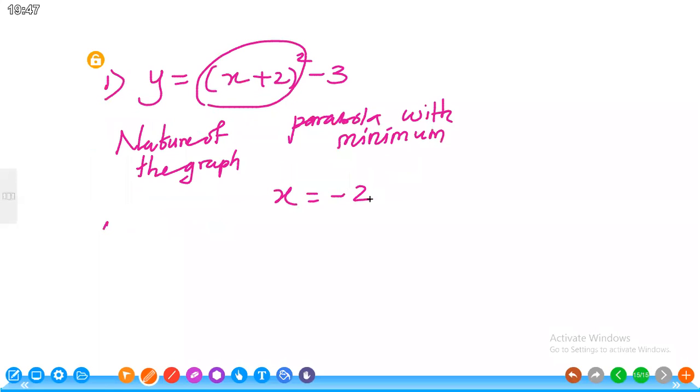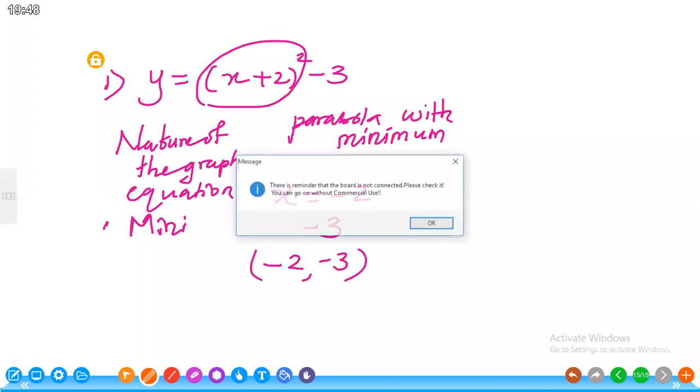Here I already said the graph is a parabola with a minimum. So the minimum value is represented by c. Here c is equal to negative 3. Minimum value is negative 3. Here's the equation of the axis of symmetry. Then the coordinates of the turning point. Here the x coordinate is minus 2 and the y coordinate is negative 3. So the coordinates of the turning point are negative 2, negative 3.